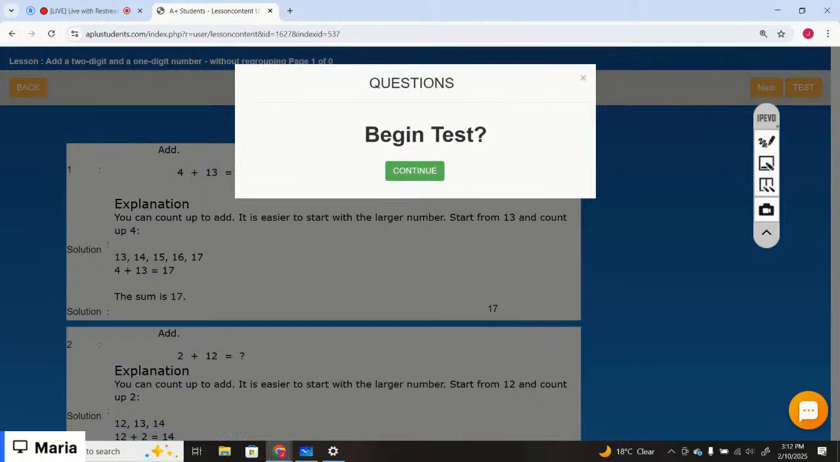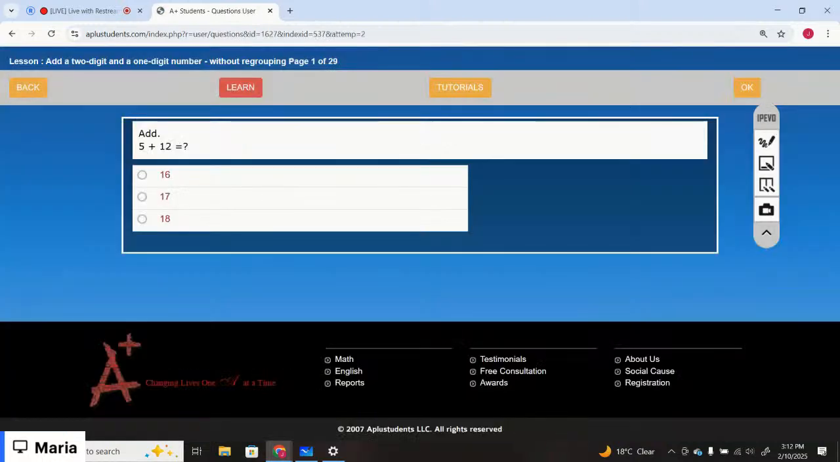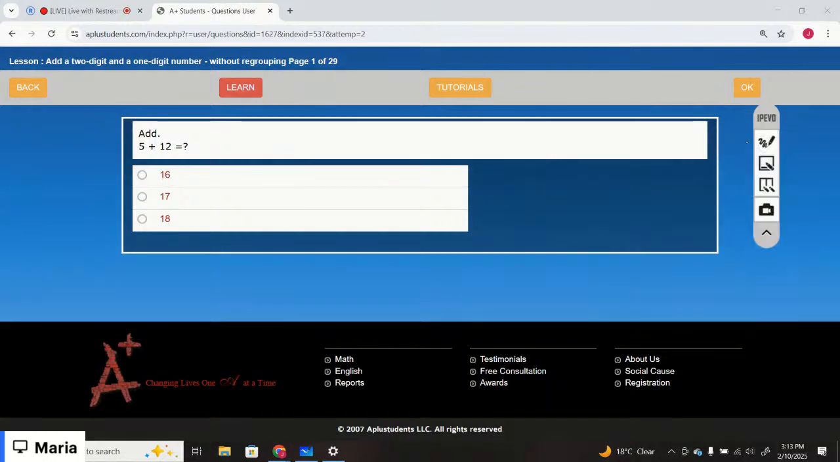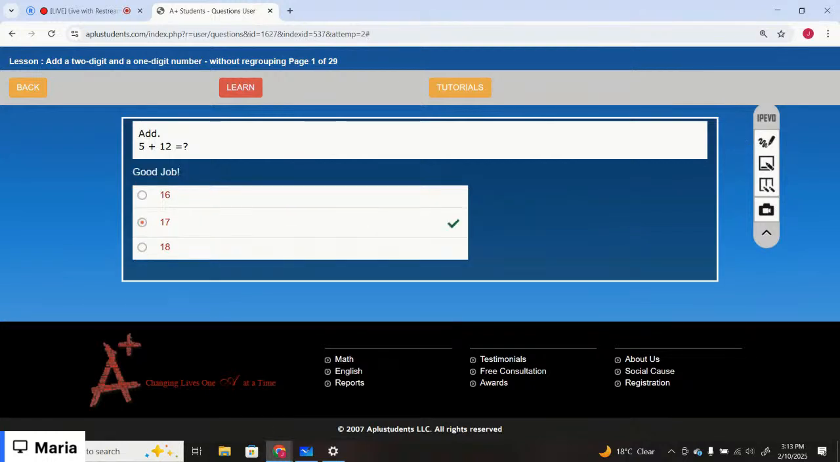Let's just start with the test questions. 12 plus 5. Start with 12 and count up 5. So that is 13, 14, 15, 16 and 17. So 12 plus 5 makes 17. The correct option is 17. Option number 2 is the correct option. That is 17.